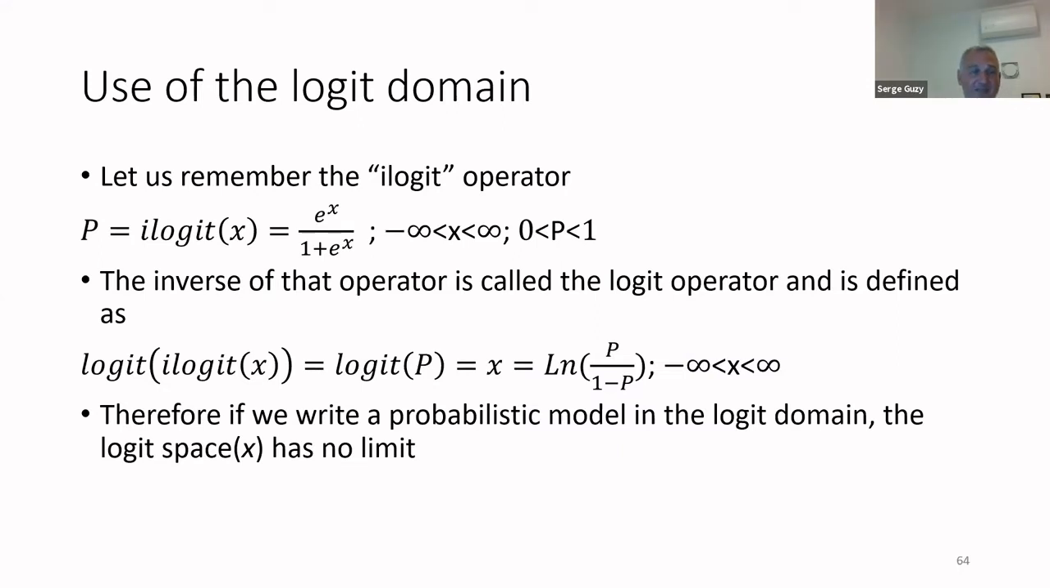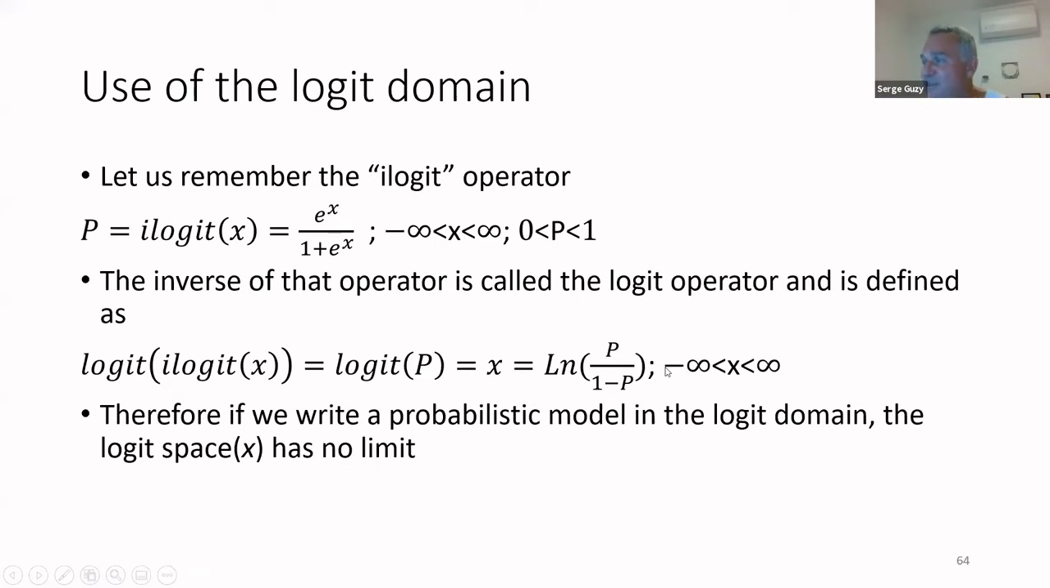Then basically, ilogit of x is p, the probability. Then logit of ilogit x, and ilogit x is p, is equal to logit of p. Ilogit and logit cancel, and you get logit p is equal to x. It appears also that the logit of a probability is equal to logarithm of p divided by 1 minus p, which is called the log of the odds ratio if you are familiar with these terms. And remember, x goes from minus infinity to infinity.